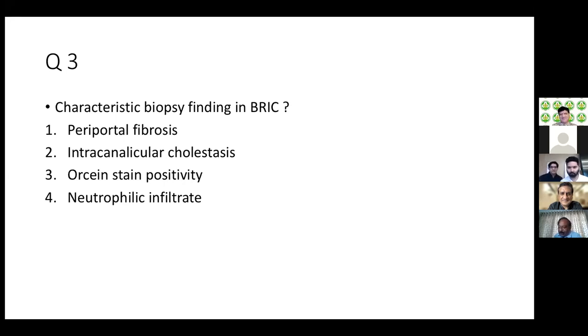I think people have slowed their pace now. From 77%, we moved to only 54% answering. Okay, we stop now and see the result. So periportal fibrosis is 13%. Intracanalicular cholestasis is 68%. Orsin positivity 15%. Neutrophilic infiltrate 4%. I think intracanalicular cholestasis is the predominant finding.